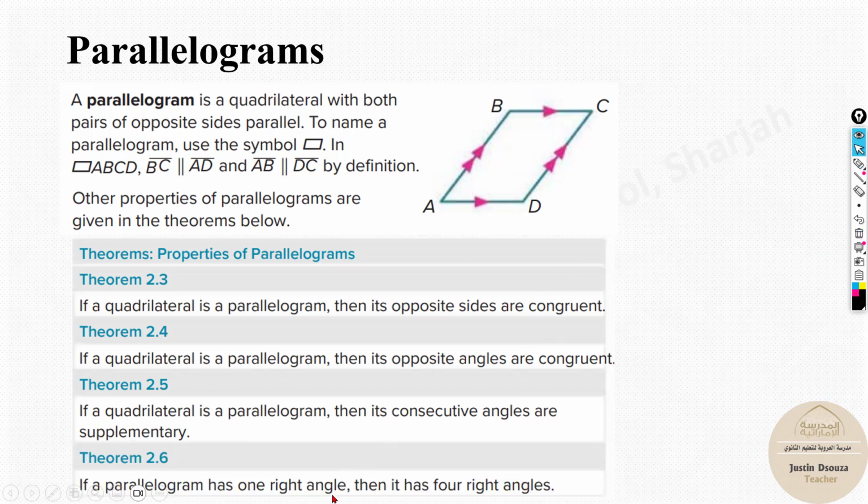And the last one over here: if a parallelogram has one right angle, so imagine this is 90 degrees. It's not, but just imagine for understanding's sake. If one is 90, then the opposite will also be 90, and the consecutive ones must total 180. That means all will be 90, 90, 90 and 90. So these are the properties, which are very important.